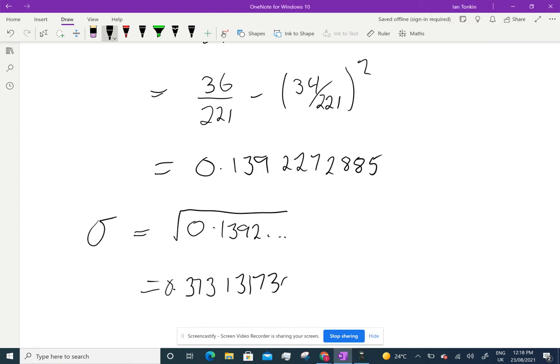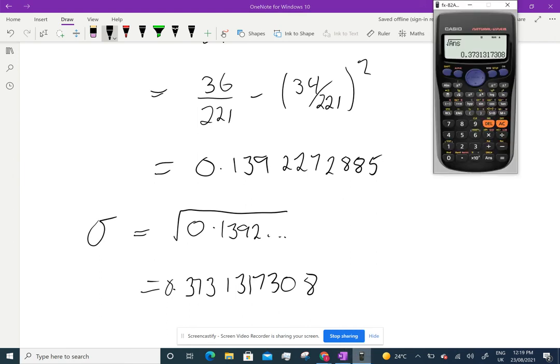0.373. And the answers, they got 0.373. Who would do it that way when they have this function in their calculator?